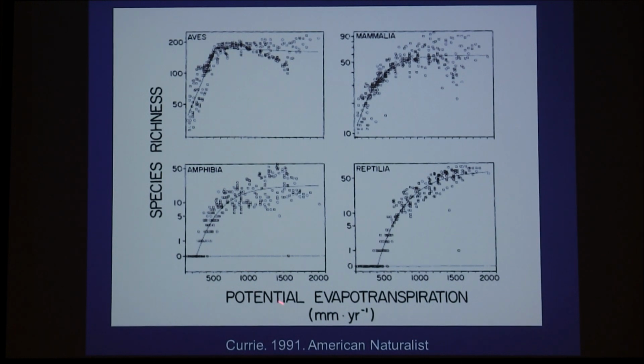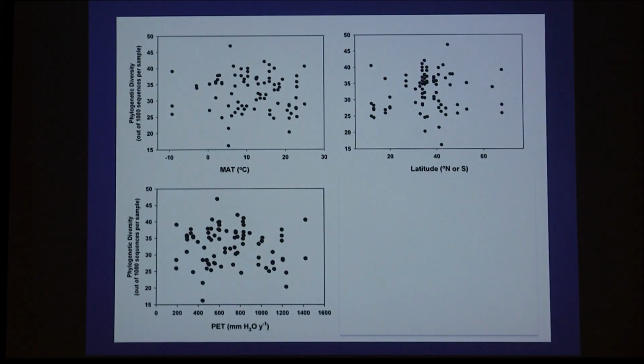So basically, in places that have high potential evapotranspiration, so places that are warm and wet, you tend to see high diversity of birds, of mammals, of amphibians, and reptiles. Okay, so we thought, well, we should be able to predict bacterial diversity in soil from this same parameter that's been relatively well studied for plant and animal taxa.